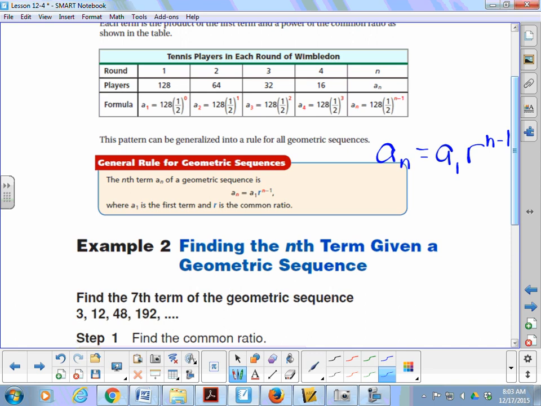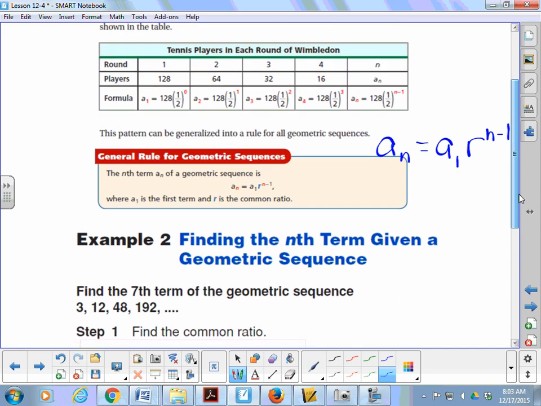Okay? And that's that number we talked about with b when we were doing exponential functions, because this looks just like an exponential function. So if r is larger than 1, the numbers are going to get bigger and bigger and bigger. And if r is less than 1, the numbers are going to get smaller and smaller. All right, so this defines the nth term of a geometric sequence. So you now have two general rules, one for each.